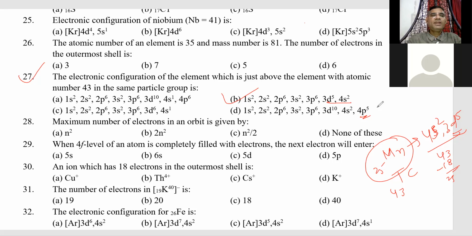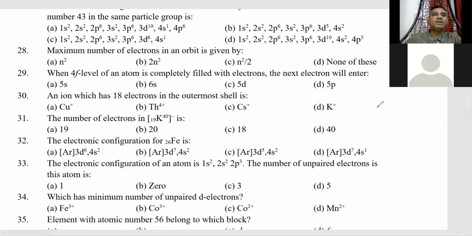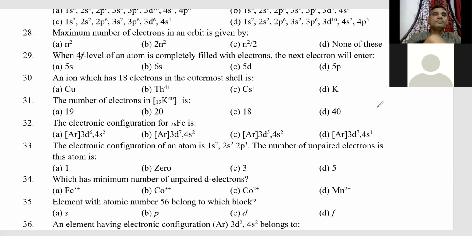Yes, sir. Fine. Now, what is the next one? The maximum number of electrons in the n orbit is 2n square. Good. Answer is B. Maximum number of electrons in n orbit is 2n square, and maximum number of orbitals in n orbit is n square.